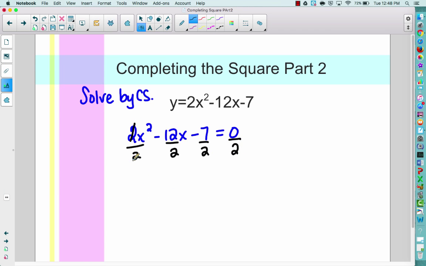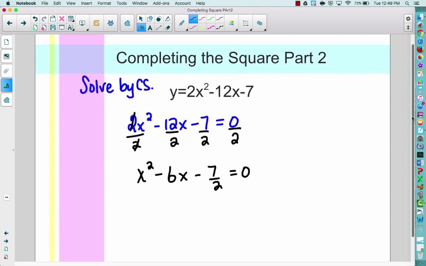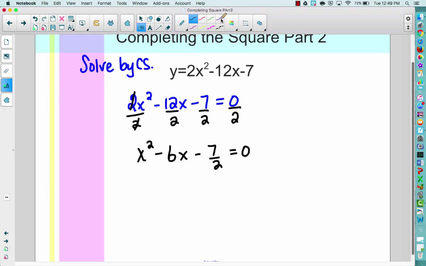See, it ensures that it makes that x squared 1. So now I'm left with x squared minus 6x minus 7 halves. Now the unfortunate thing is that now this is probably bringing some fractions into our problem. Okay, now it's ready to make it complete the square ready. So remember, that means we have to get that 7 halves to the other side.